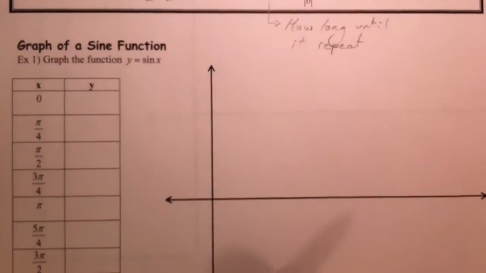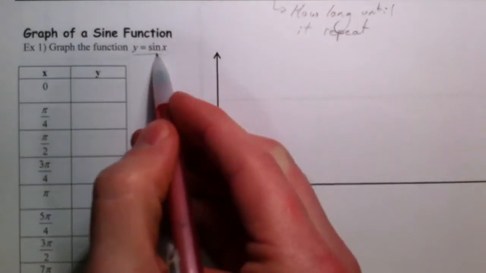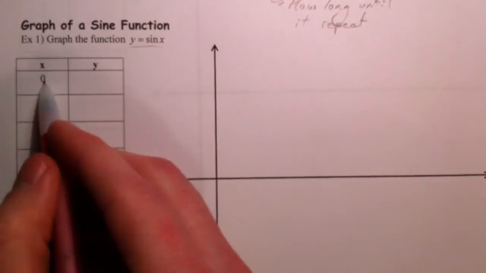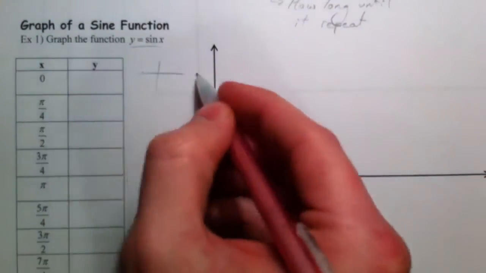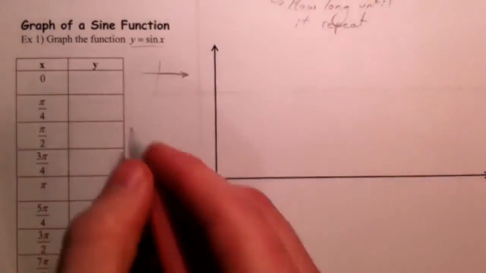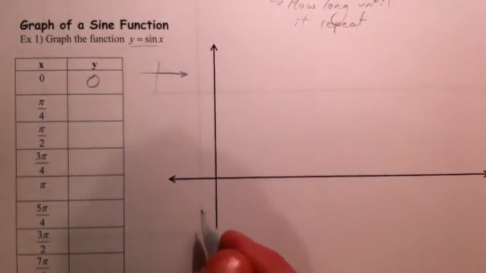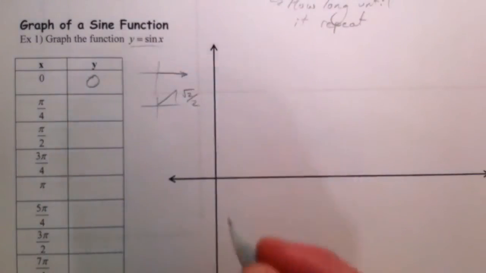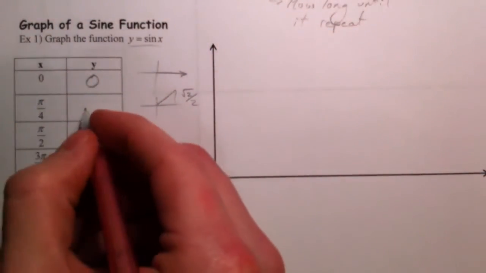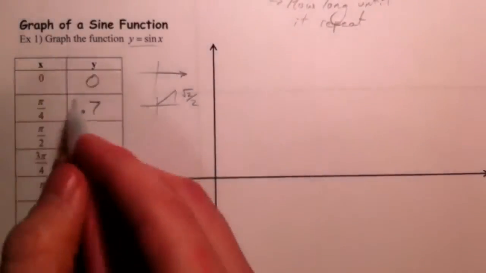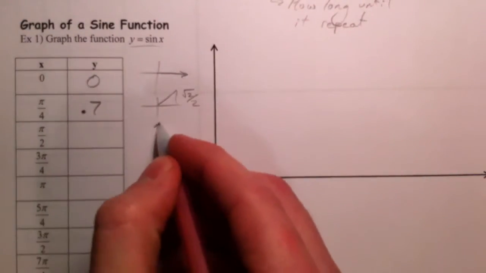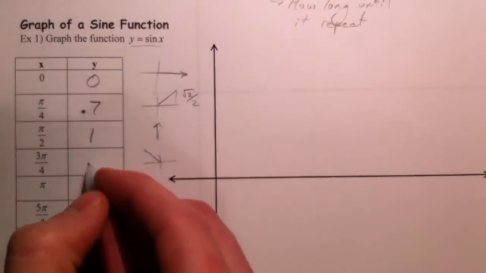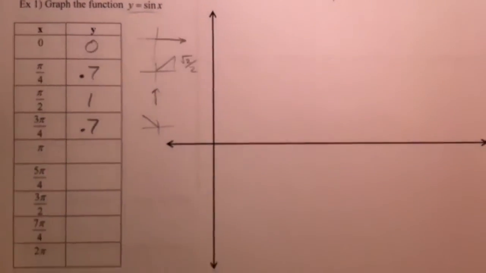So, graph of the sine function. If you take the sine of x, you're taking the sine of angles. And so if your angle is 0, sine of 0 is the y at 0 degrees. So it's 0. Sine of pi over 4, that's root 2 over 2. So the y value is root 2 over 2, that's approximately 0.7. And so we're going to plot these points. Sine at 90 is 1. Sine at 3 pi over 4 is root 2 over 2, or 0.7.